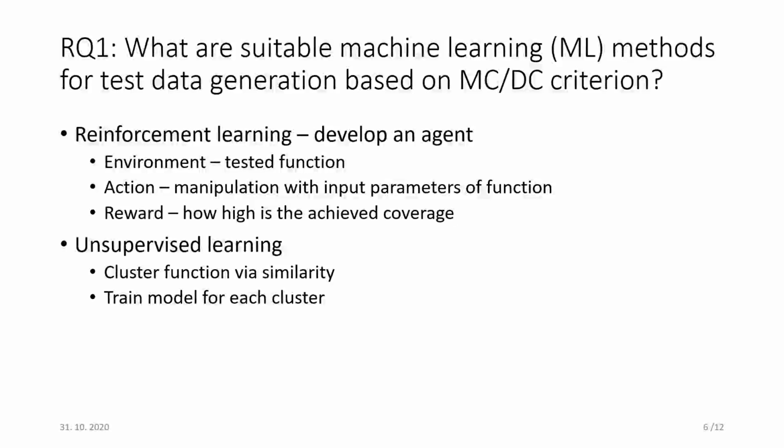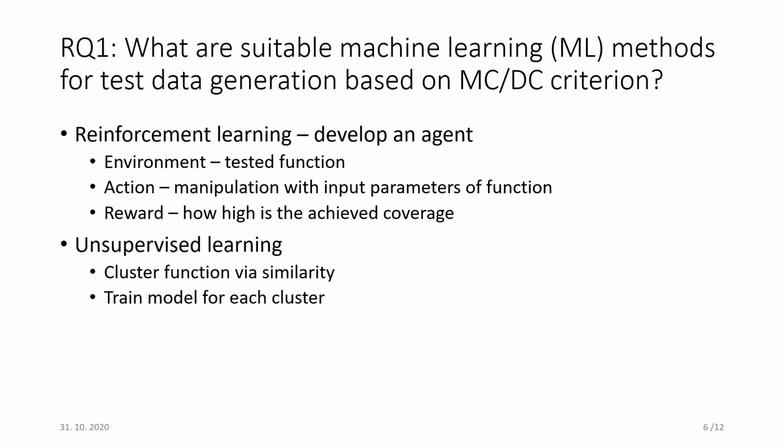Now we have different methods that we could take in machine learning for this domain. First of them being reinforcement learning, which we have used previously with some success, but I will talk about that in a different section of this presentation. Here, we develop an agent which interacts with the environment, in this case the tested function, or its representation rather, being it an AST or so on, using a set of actions, manipulations with the input parameters of the function, which would give us the needed test data to achieve a reward, in this case as high coverage as it can.